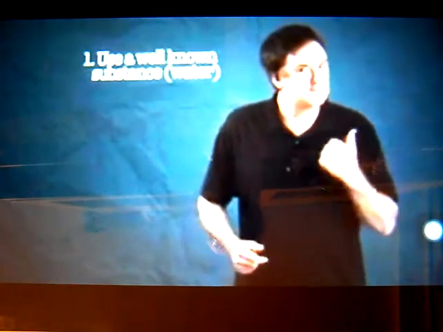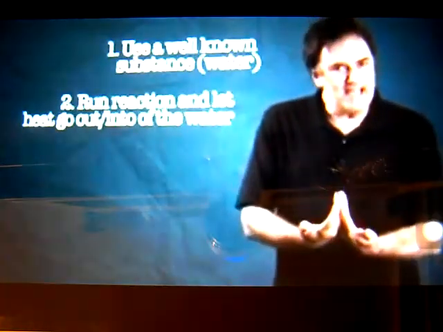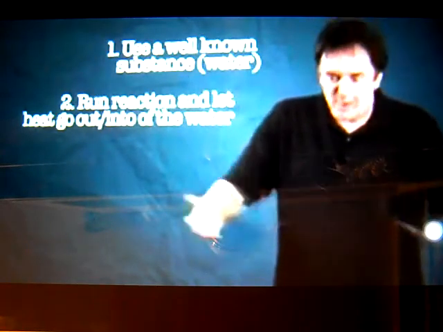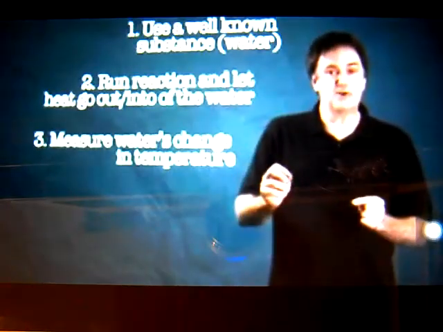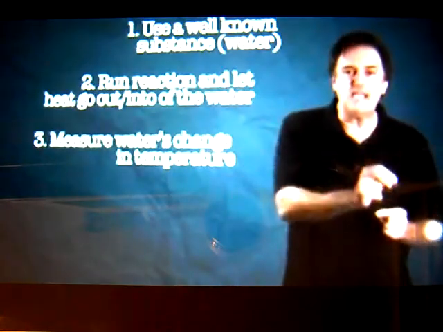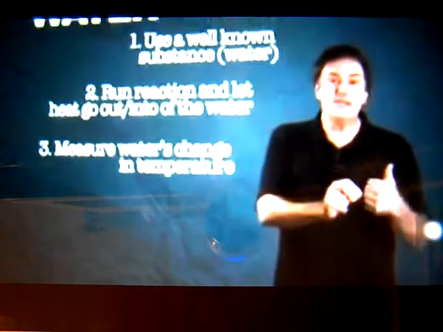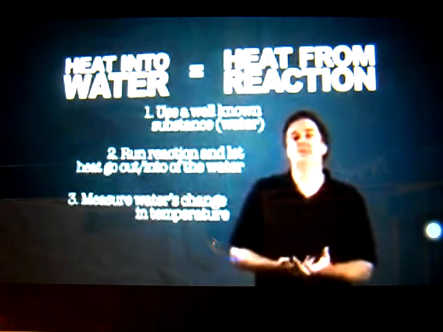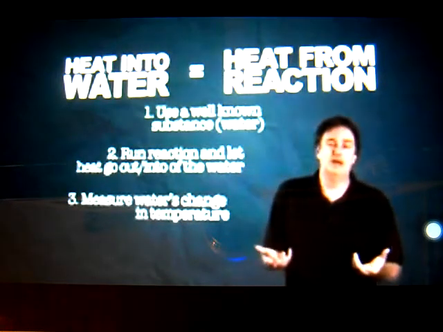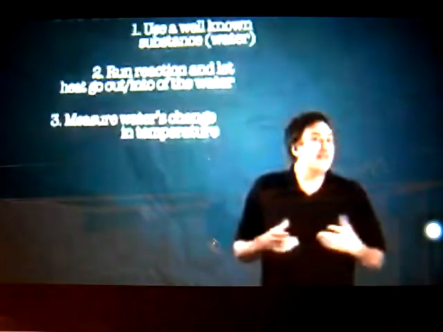What we do is we take a substance that we know very well how it responds to heat. Our favorite is water. And we're basically going to run a reaction and let all of the heat out or in from that reaction go into the water. What we do then is we measure the water's change in temperature, which allows us to figure out how much heat went into the water, and then we conclude that heat came from the reaction. So we know exactly how much heat comes out of the reaction. Now, it does require a little bit of planning ahead. You have to build yourself a calorimeter.